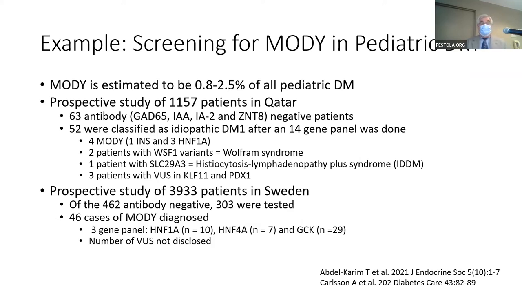The Swedish study didn't sample everybody. It was more of a convenient sample, so it wasn't set up so that everybody got tested. But they found 46 cases of MODY. They only did 3 genes, and out of their 3 gene panel they found some, but not all, of the individuals who truly would have MODY. They didn't disclose the number of VUSs found.